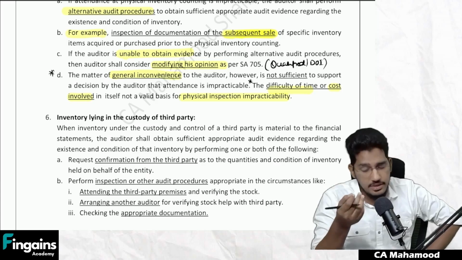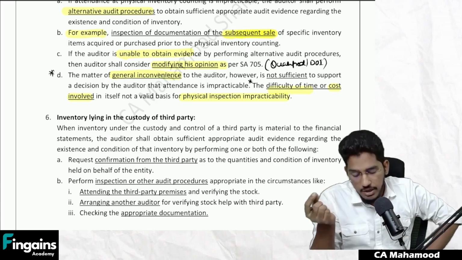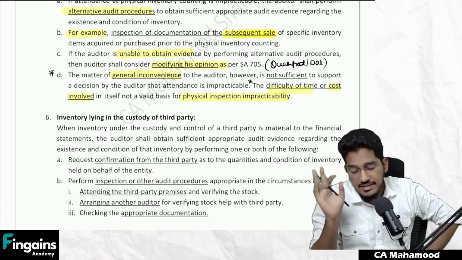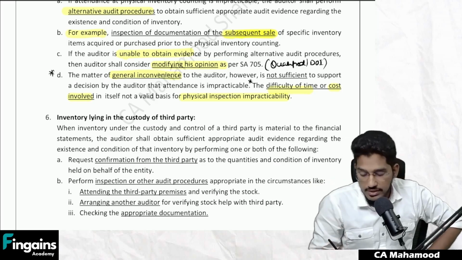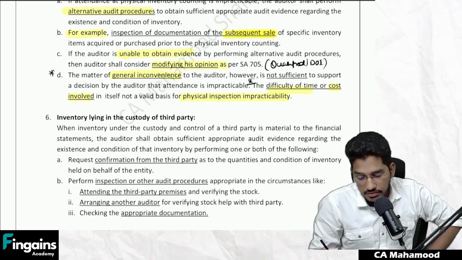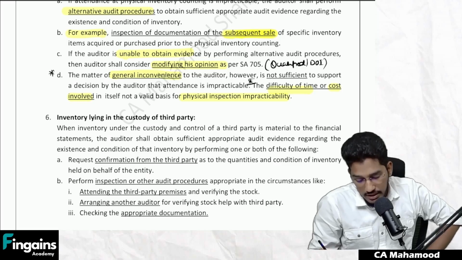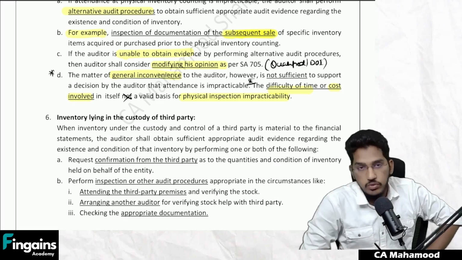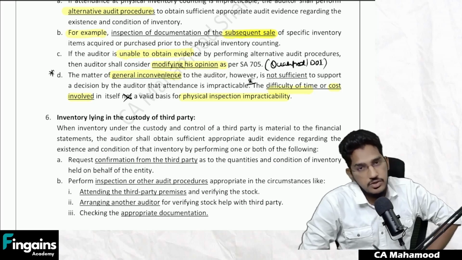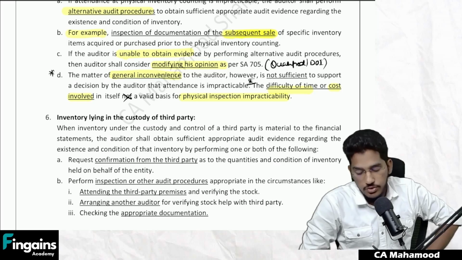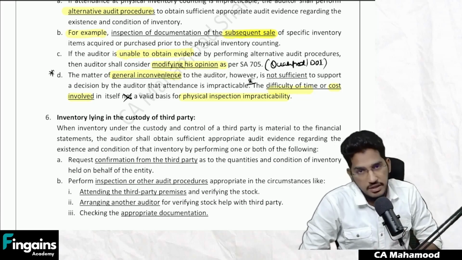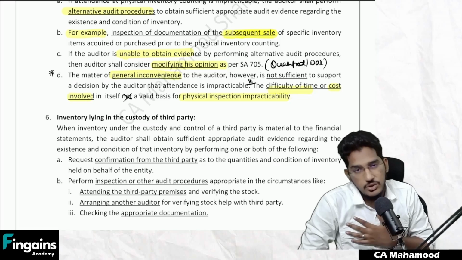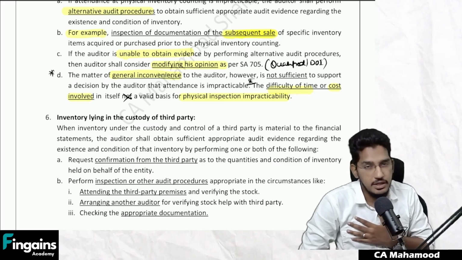The meaning of this sentence is you can't use difficulty of time, you can't use difficulty of cost as a reason for impracticability. See this sentence, how they can test you in the examination is they will say the difficulty of time or cost in itself is a valid basis. They will remove the term "not" and ask you as a true or false statement. So you should say no, the given statement is false. The difficulty of time or cost involved is not a reason for physical verification impracticability, which means you can't use time and cost as a reason for impracticability.